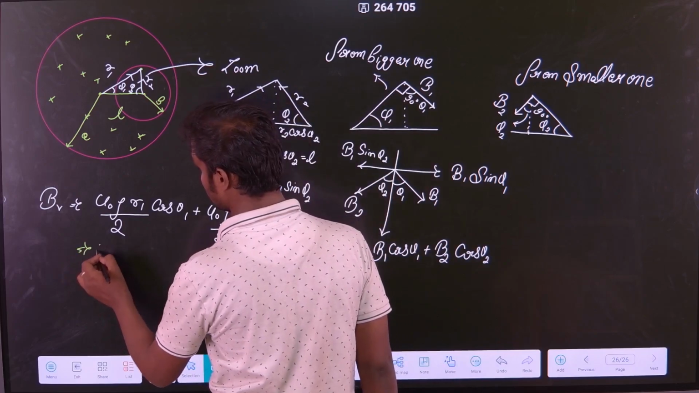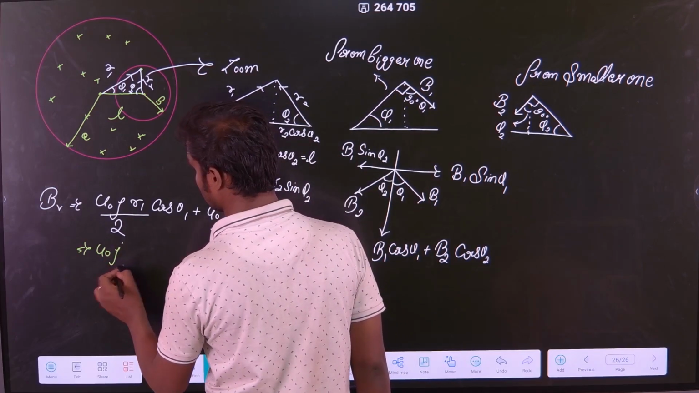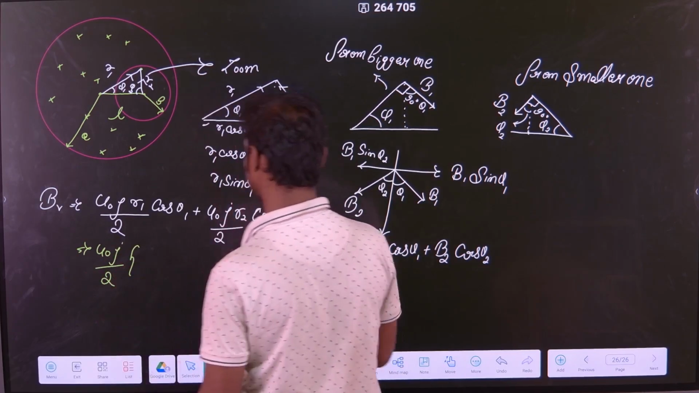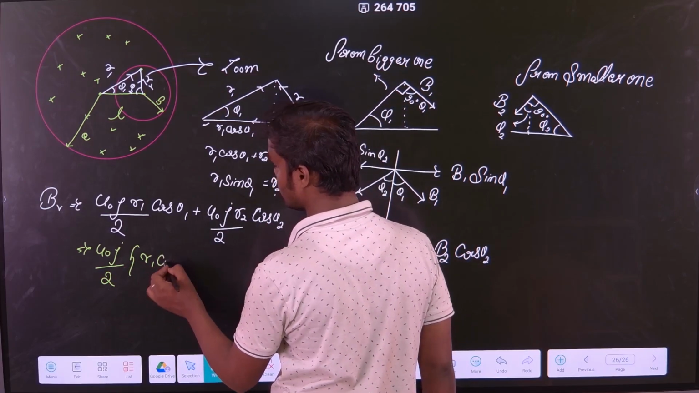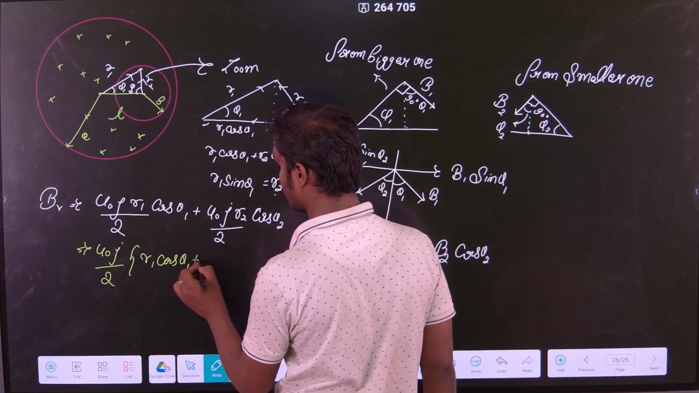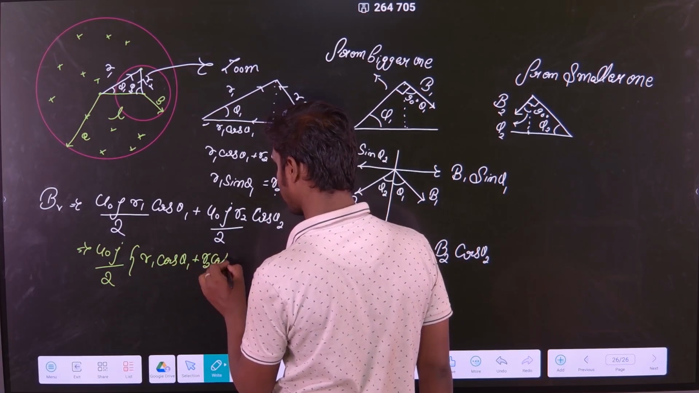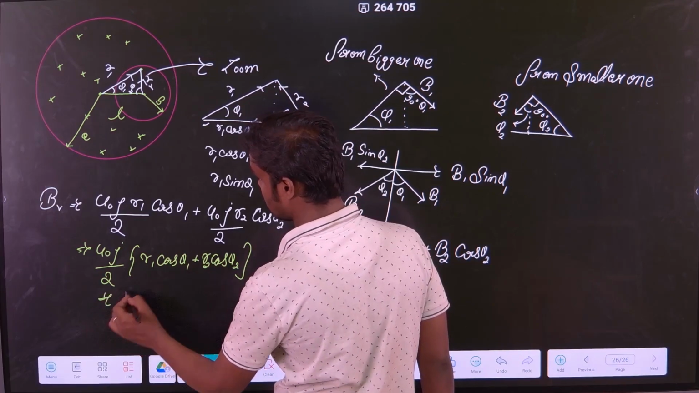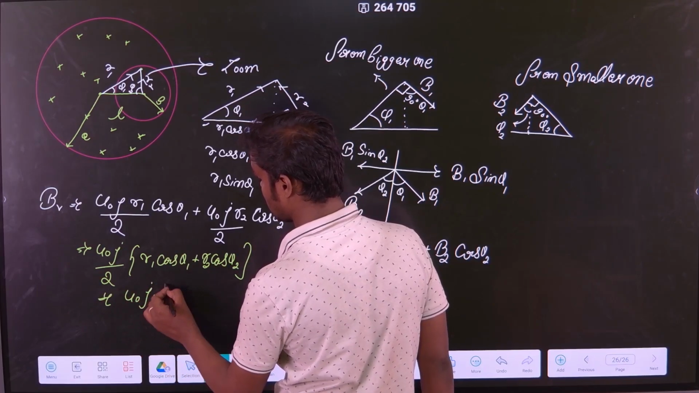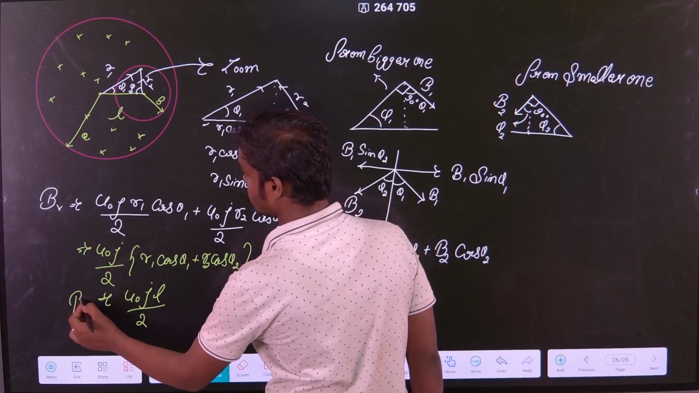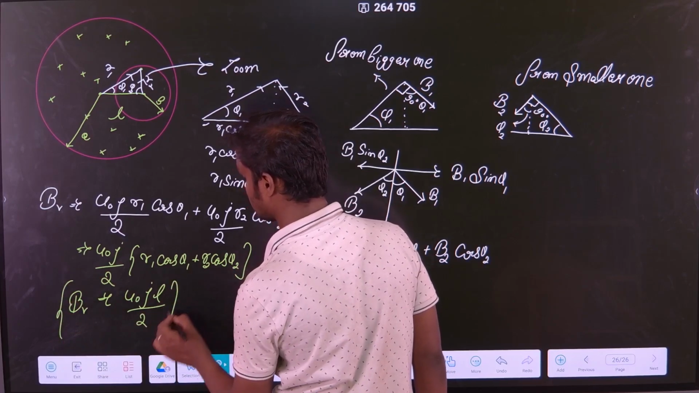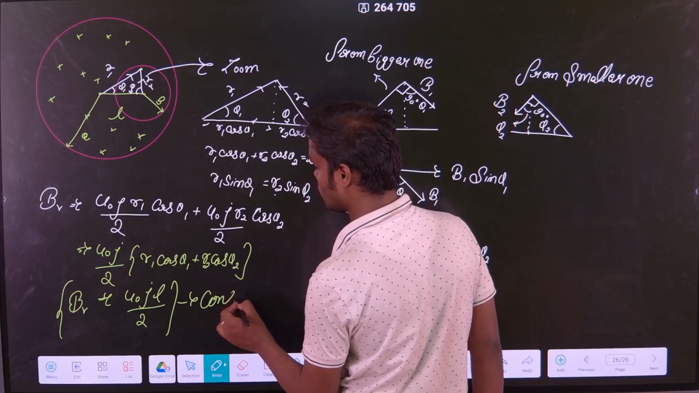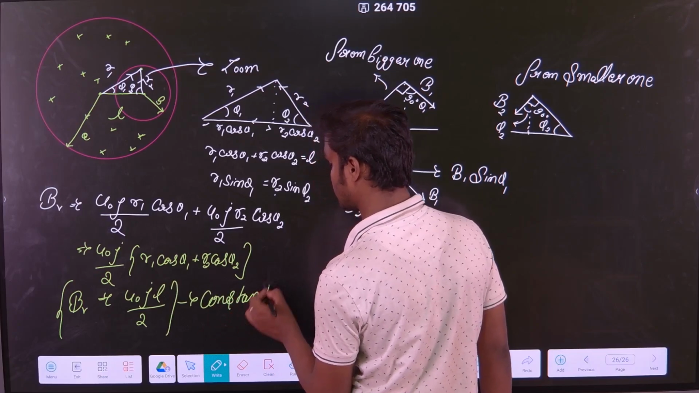Okay, so from here you will get mu naught J by 2 times R1 cos theta 1 plus R2 cos theta 2. What is this value? This is L. So is this a constant? Yes, this is a constant value. You can see properly, this is a constant.